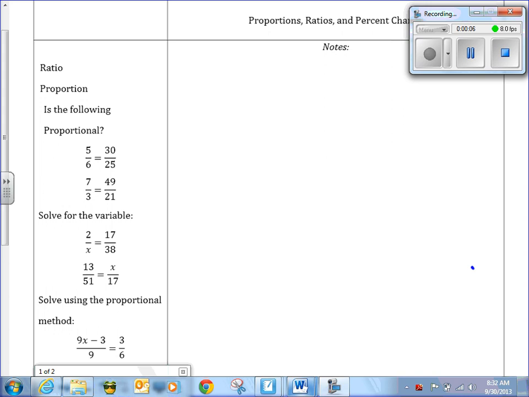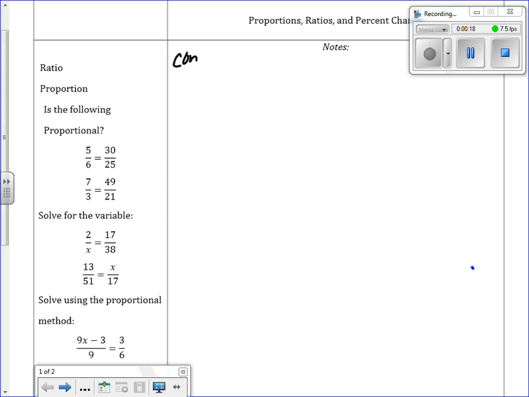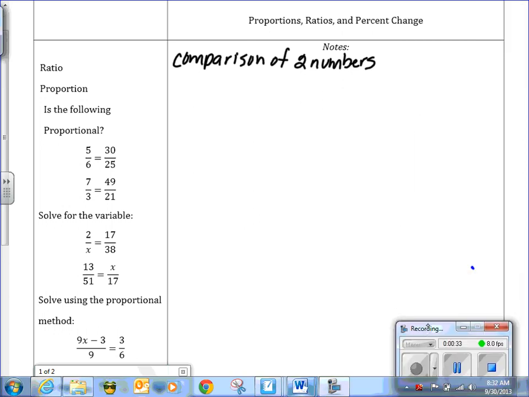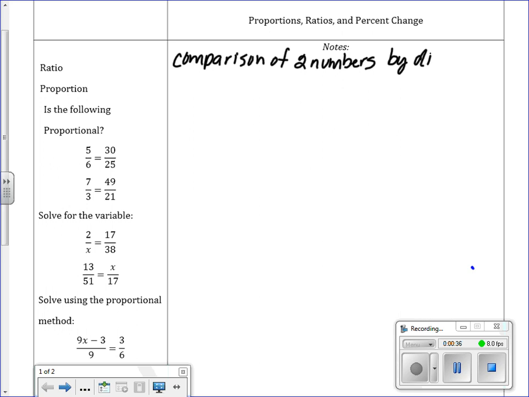Today we're going to talk about proportion, ratios, and percentage change. A couple of terms that we need to make sure that we understand before we go forward: a ratio is a comparison of two numbers by division. Basically that just means 2/3 is a ratio, okay? That's basically a division problem.